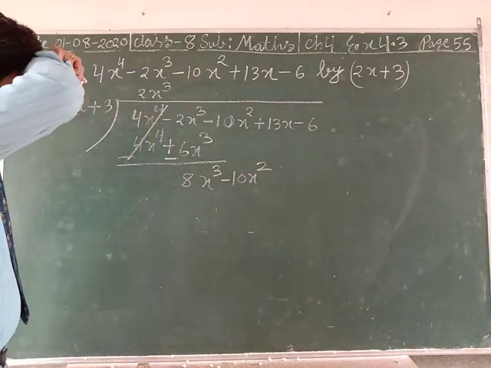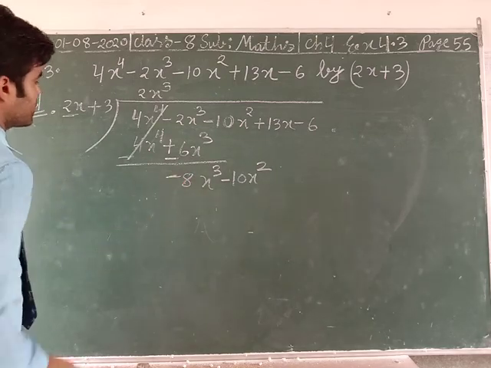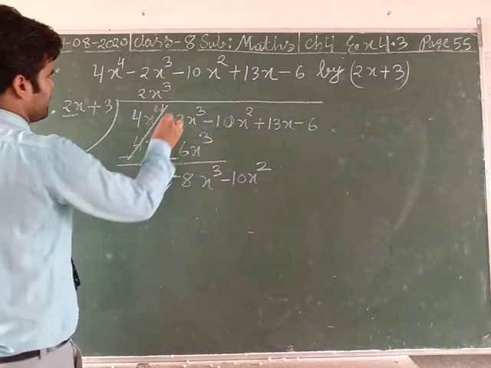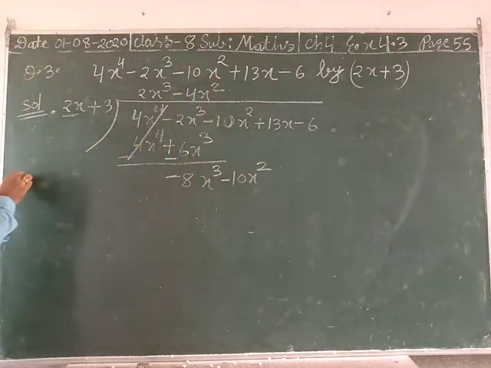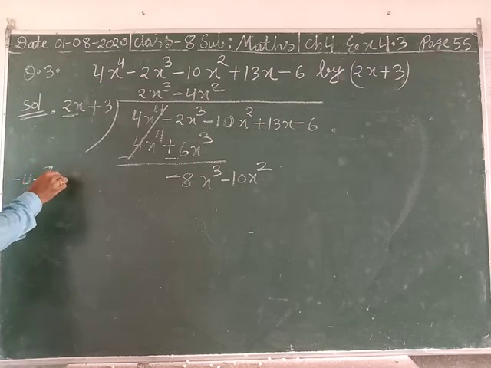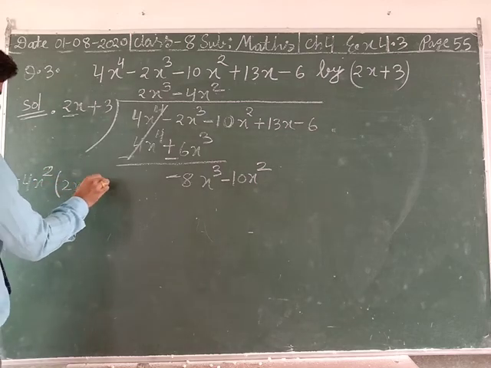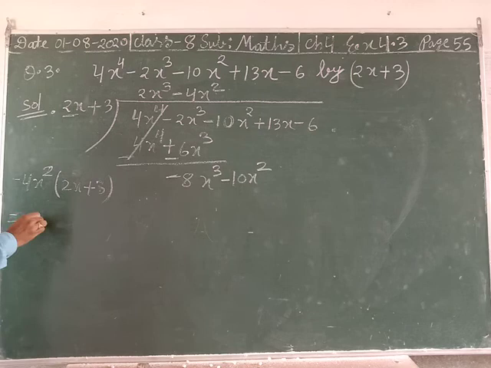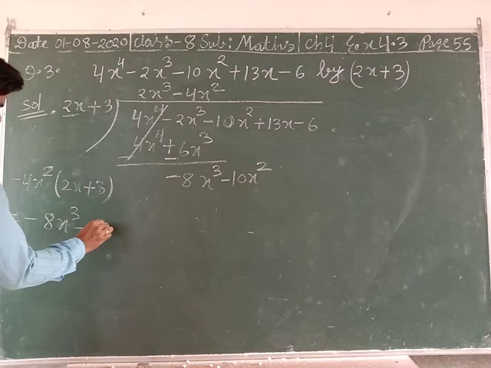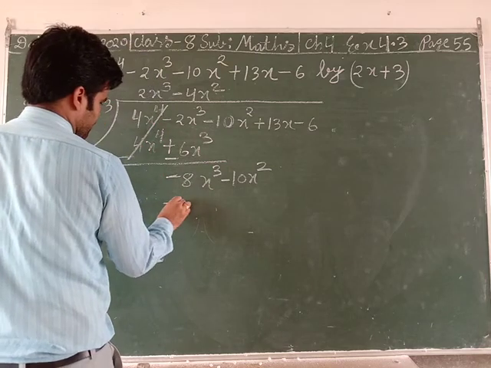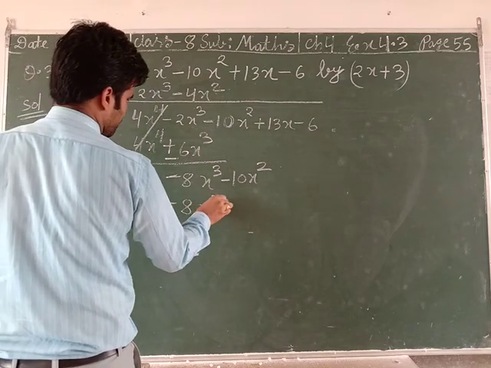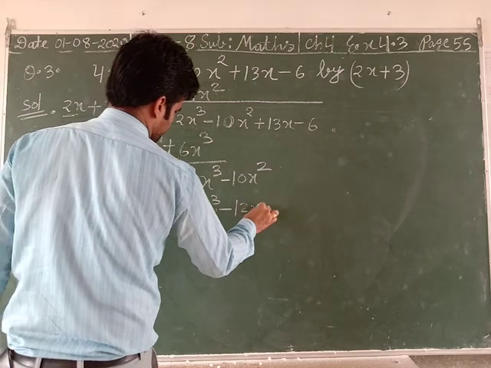Now see. Here is minus 8x cube and here is 2x. So we multiply here by minus 4x square. So see, if we multiply minus 4x square in 2x plus 3, then we get what? Minus 8x cube minus 4 threes are 12x square. Okay, students. So here I write minus 8x cube minus 12x square.